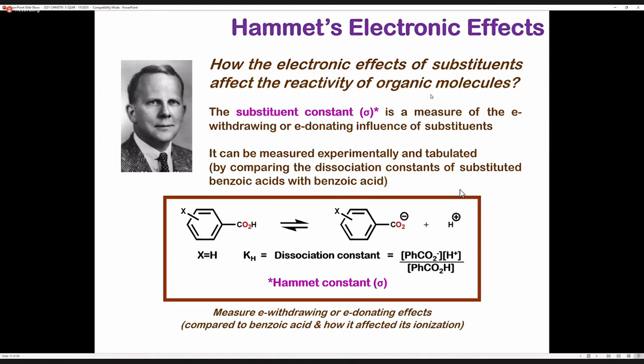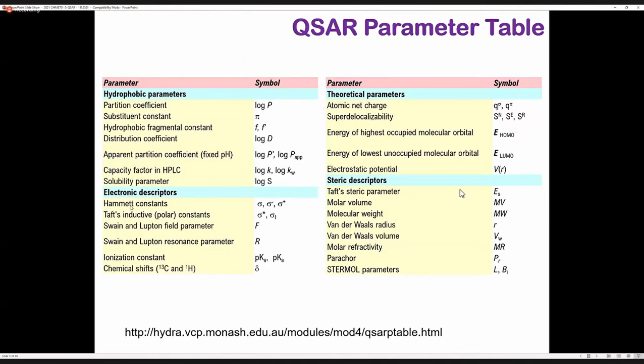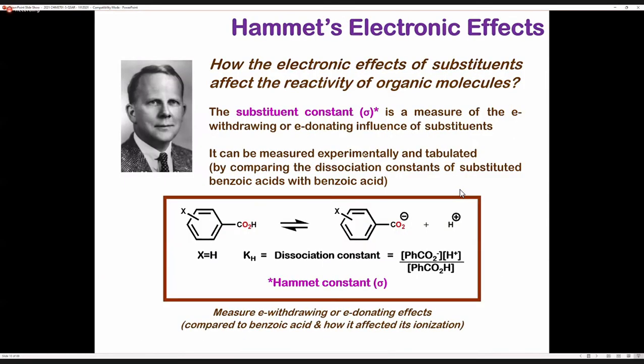The first one is the Hammett's electronic, right? So this is a substituent constant. Kalau kita tengok kat sini, dia ada kat sini. Electronic descriptors, which is the Hammett constant. So this is also involved in the QSAR model. Okay. So the measure of electron withdrawing or electron donating influence of the substituent.